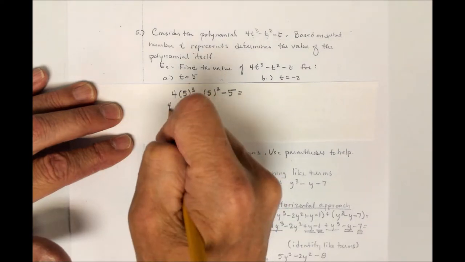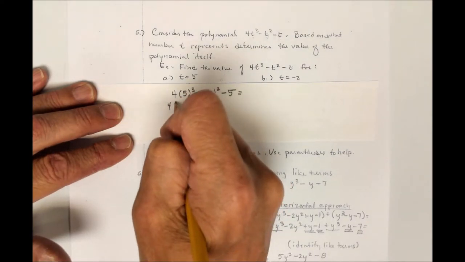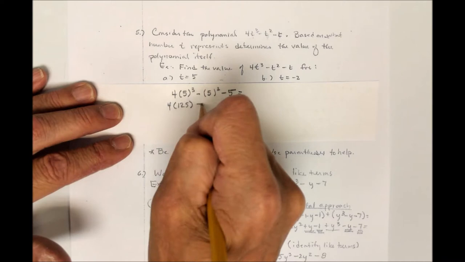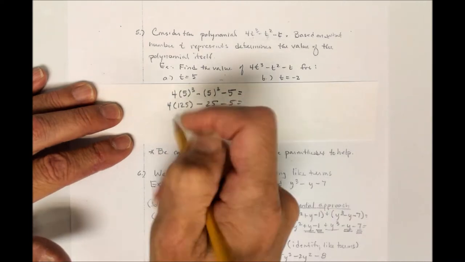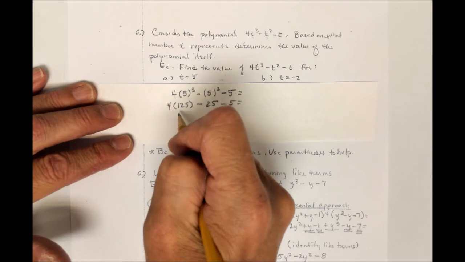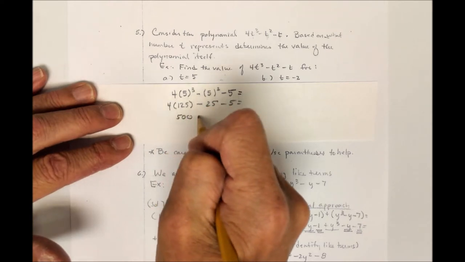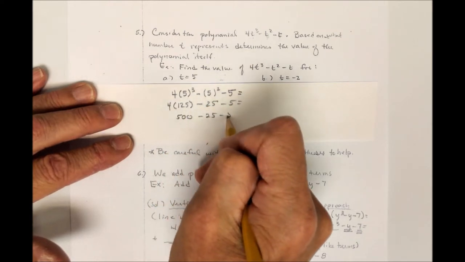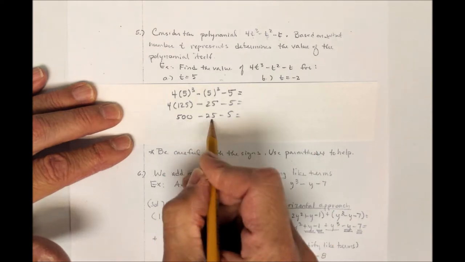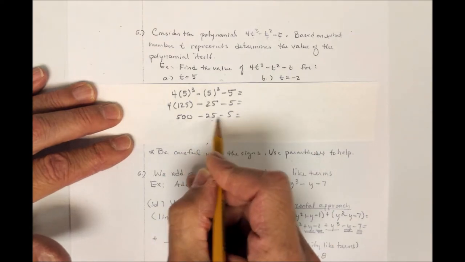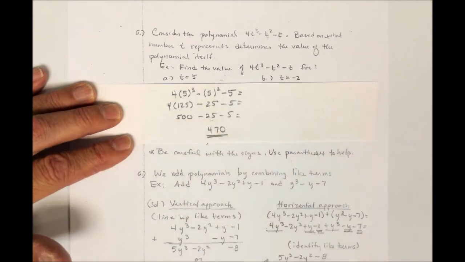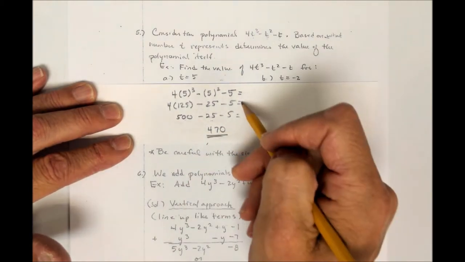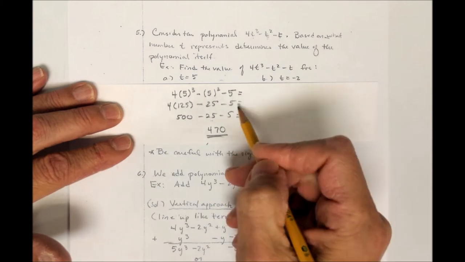This is 4 times, remember you do the exponent first, so this would be 125 minus, this would be 25 minus 5. 4 times 125 is 500 minus 25 minus 5. Well, 500 minus 25 is 475. 475 minus 5 is 470. And I've evaluated it. Also notice that I put an equal sign from one line to the next.